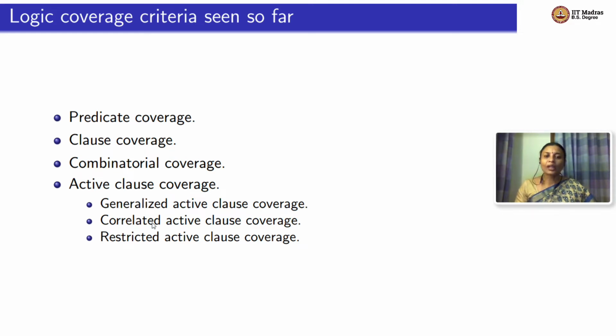The third one is restricted active clause coverage, where we restrict and say that a major clause will determine the predicate, and in this case, the minor clauses take the same value as when the major clause becomes true and as when the major clause becomes false. So this is what we saw till now. We saw 2 examples of how to achieve active clause coverage criteria.